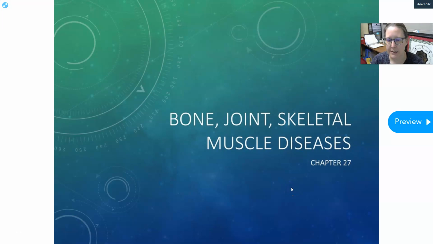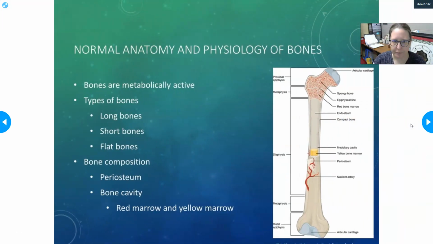Hello everyone, this is Dr. A. We're going to go over diseases of the bone, joints, and skeletal muscles. This is actually chapter 27 and 28 of Larson's Clinical Chemistry.